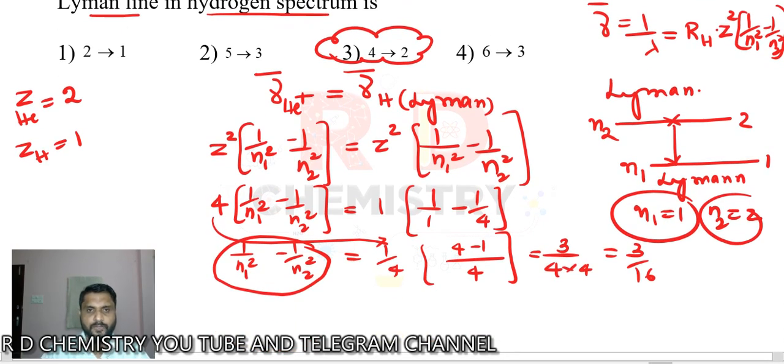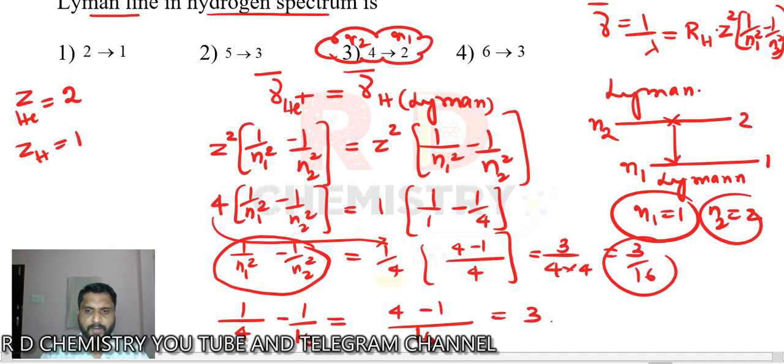That means the lower number is always n1, higher number is n2, correct? So I'll do that. 1 by 2 square, 4, minus 1 by 4 square, 16. Now the difference of this should be equal to 3 by 16. So 16 is the common thing. So this is 4 times here minus 1 time. So it is equal to 3 divided by 16 again. So that will match. Others will not match. Clear? Third one is the answer. So you can try option number 1, option number 2 and option number 4. It will not match. Right?